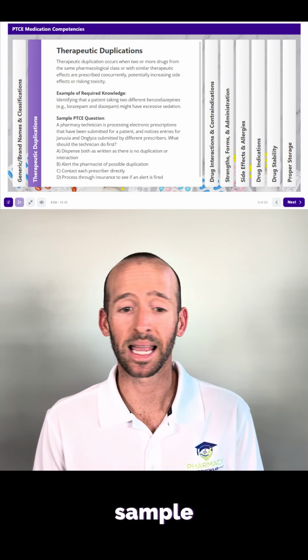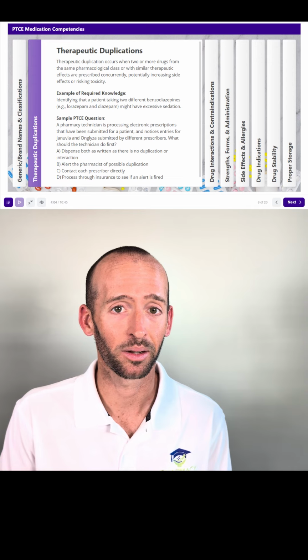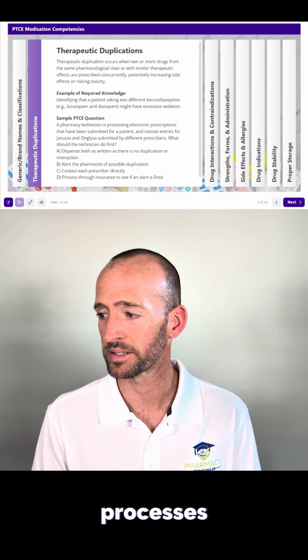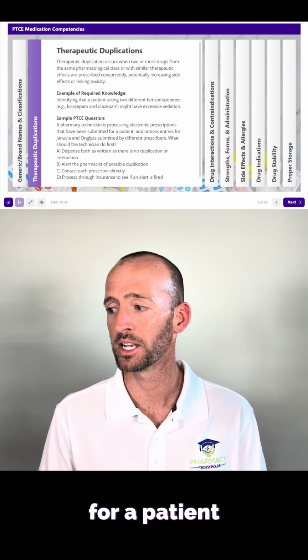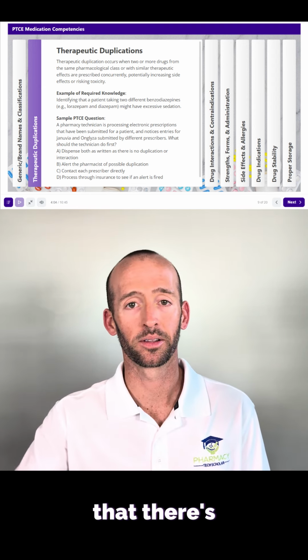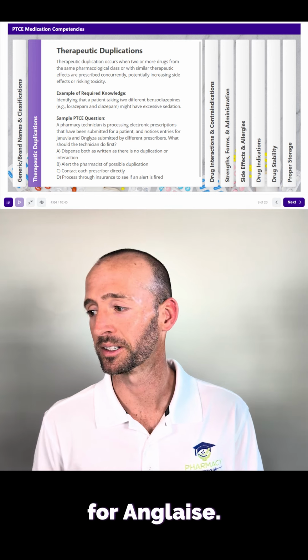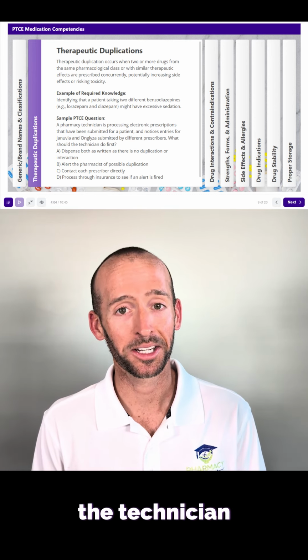So if we were to do a sample PTCE question on what would test your knowledge in this area, we'd say a pharmacy technician processes prescriptions that have been submitted for a patient and notices that there's two e-prescriptions coming in, one for Januvia and one for Onglyza. What should the technician do?